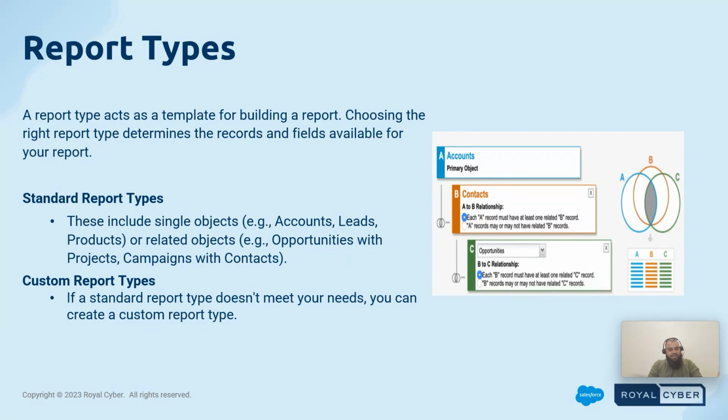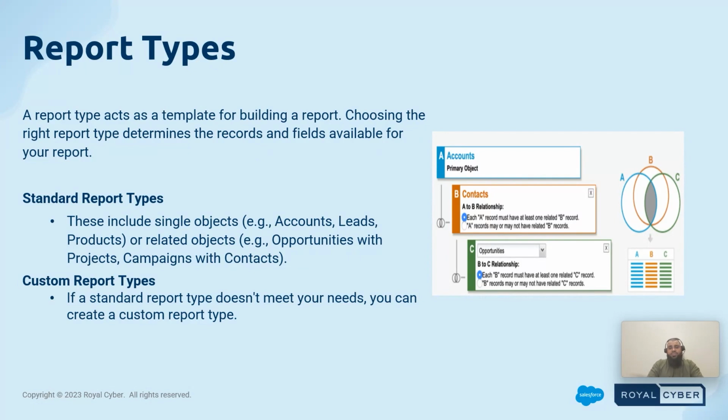So, what are custom report types? If the standard report type doesn't meet your need, you can create a custom report type. Let's take an example. Maria creates a custom report type called leads with activities for Erin, allowing her to report on only leads with associated activities, using lead as a primary object and activities as the related object.